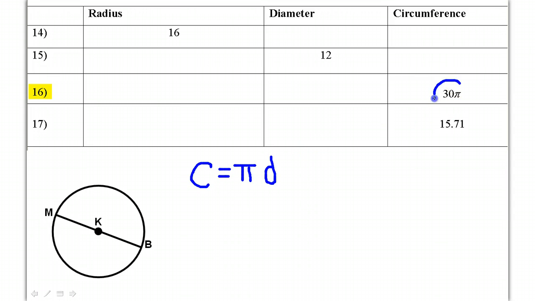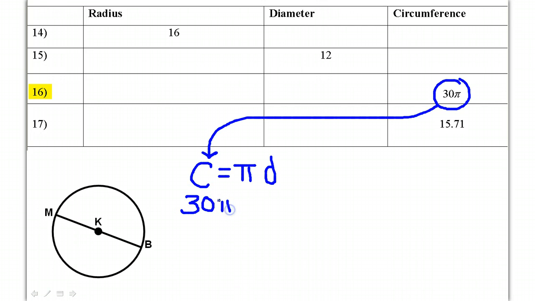In this case, we're given the circumference. So, this is going to go in for c, because that is the circumference. So this will become 30 pi equals pi times the diameter.